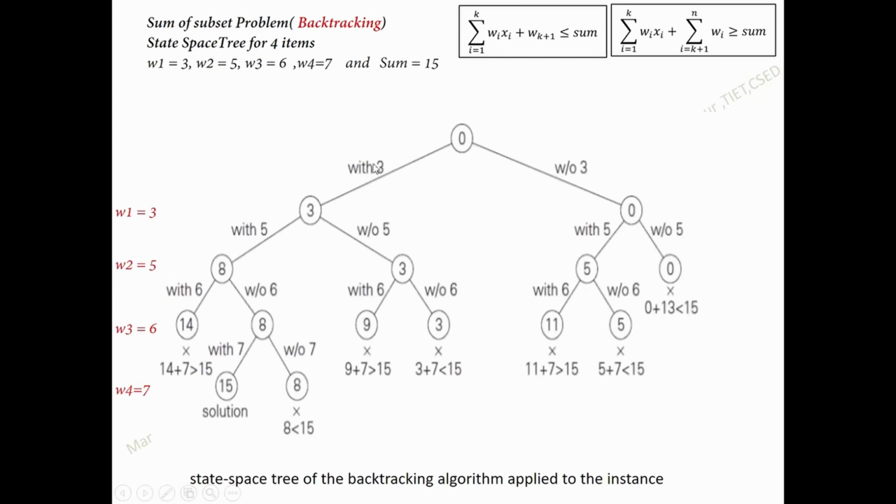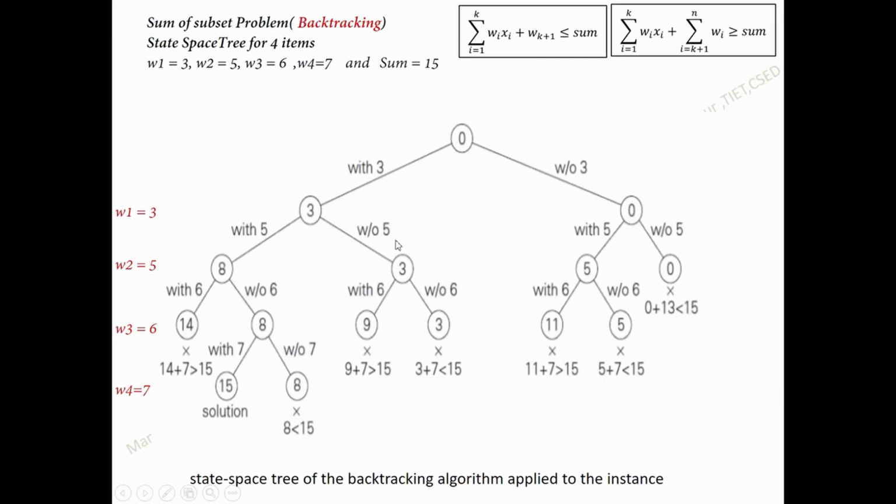Now here, using backtracking, that state space tree, which is a binary state space tree, is not the full state space tree. It is a pruned one. Pruned one means the last nodes are not reaching till the leaf level. Some leaf nodes are at some intermediate level.